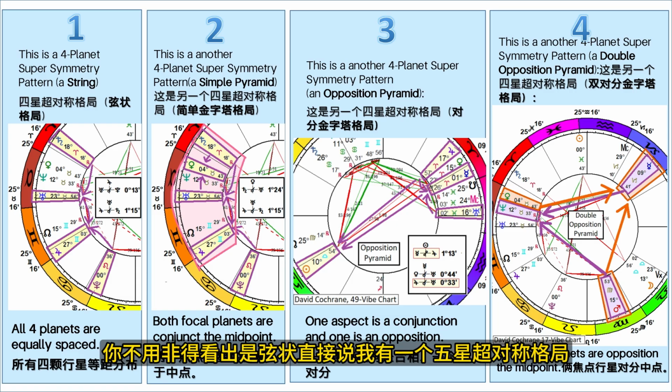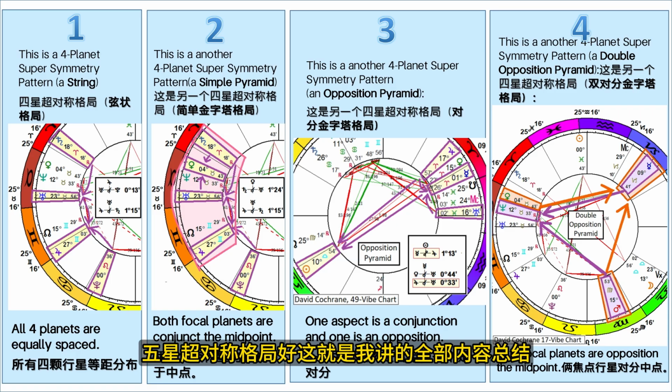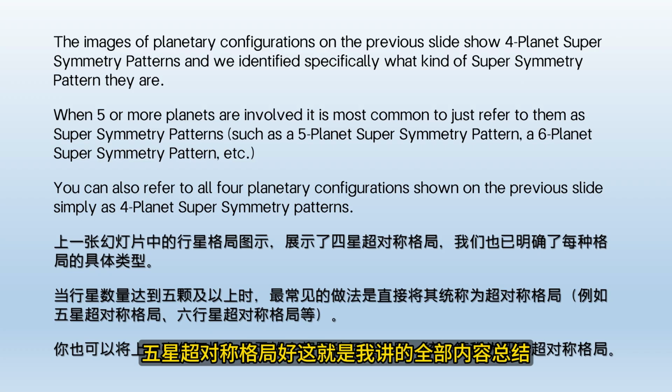You don't have to notice that it's a string. You can just say, I have a 5-planet supersymmetry pattern or a 6-planet supersymmetry pattern. That's fine. If you want to be more specific, you can call it a string. But if it's not a string, such as my 5-planet configuration, typically we just call it a 5-planet supersymmetry pattern. Okay.